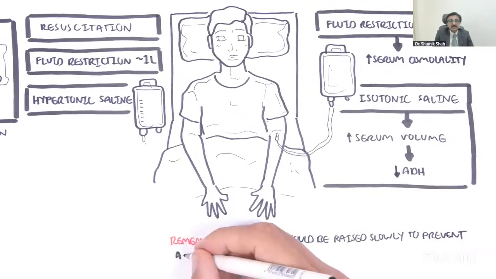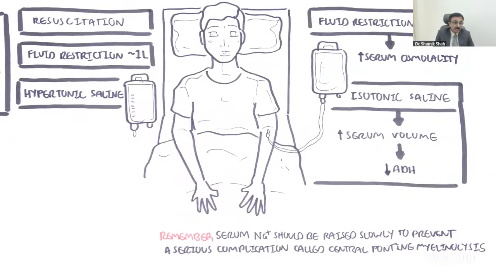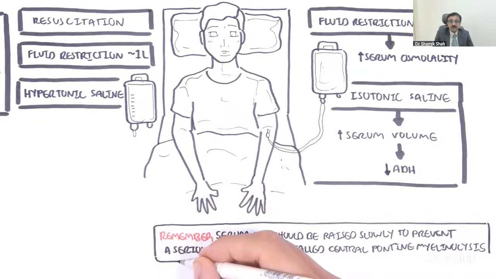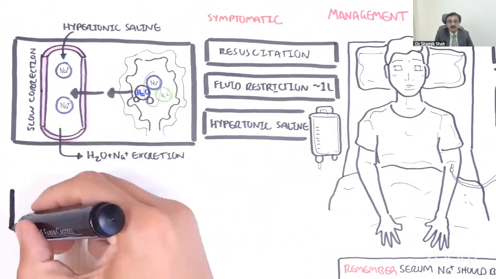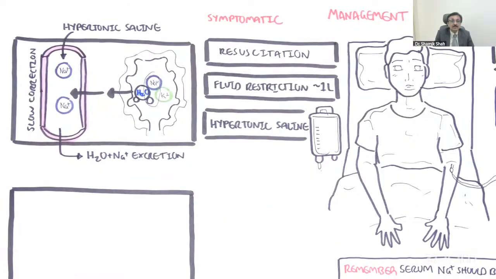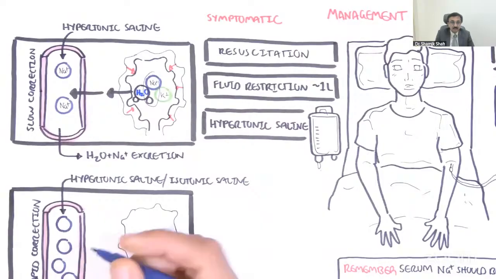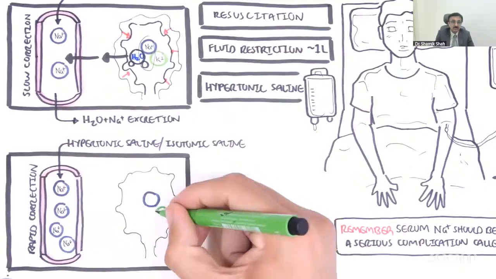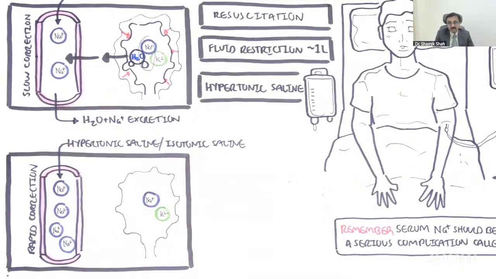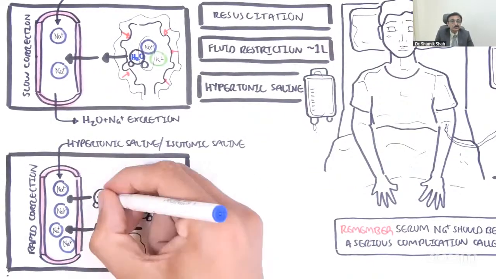The ideal requirement is that it should be 6 to 8 millimoles in the first 24 hours. Definitely below 12 millimoles in the first 24 hours. If we don't do that, and if there is a rapid correction of the serum sodium levels by giving fast hypertonic saline, then we see a very serious side effect called osmotic demyelination syndrome or central pontine myelinolysis.